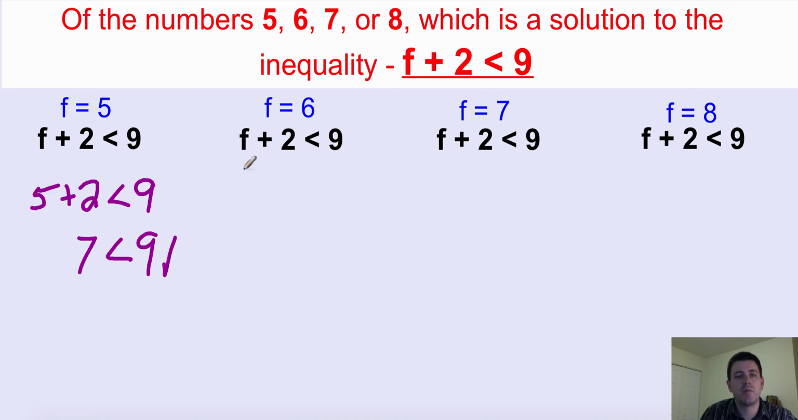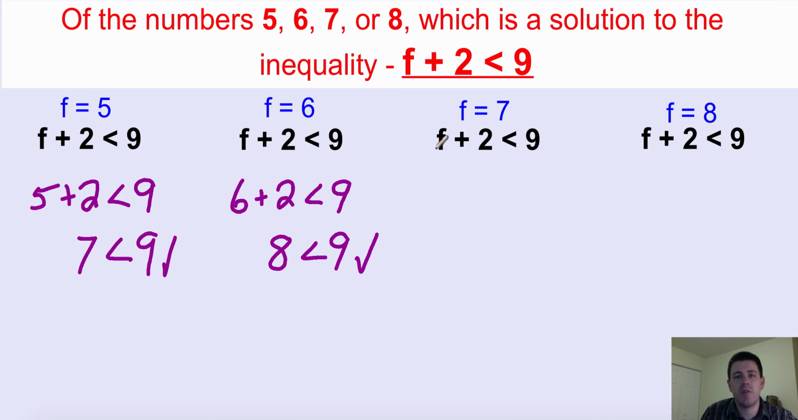We check 6. Put in 6 for f. And yes, I want you to write out each problem and do the math to double check it. 6 plus 2 is 8. Is it true that 8 is less than 9? Yep, so we're good.